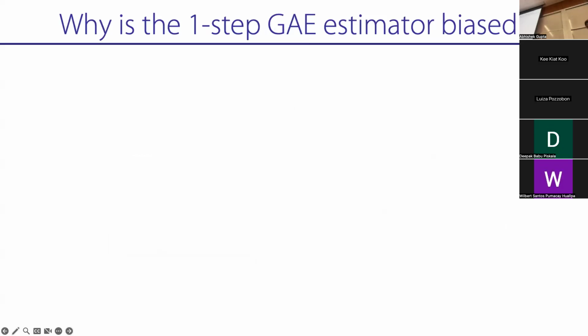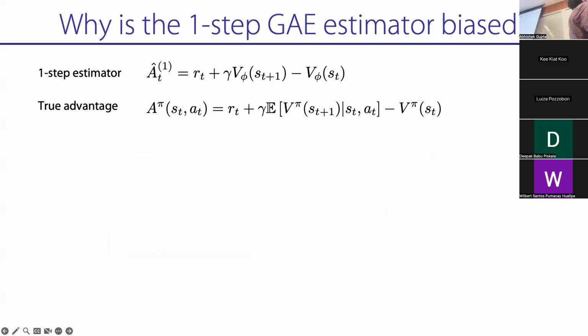And then the last question, which Sid asked, was why is this advantage estimate biased? We're constructing this one-step advantage estimate, R plus gamma V phi of s_{t+1} minus V phi of s_t, where V phi is our estimated value function. Our true advantage, the thing we don't know, is basically r_t plus gamma V pi of s_{t+1} minus V pi of s_t, where V pi is the true value function, not the estimated one.